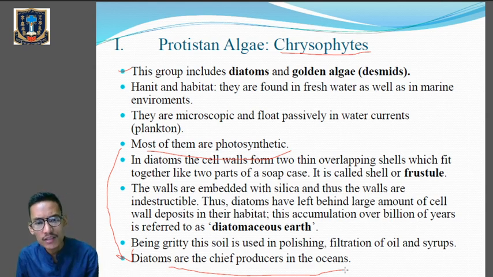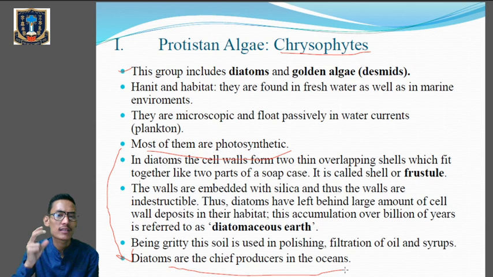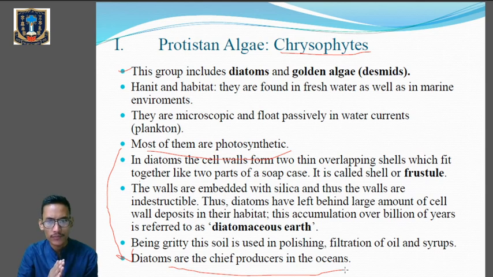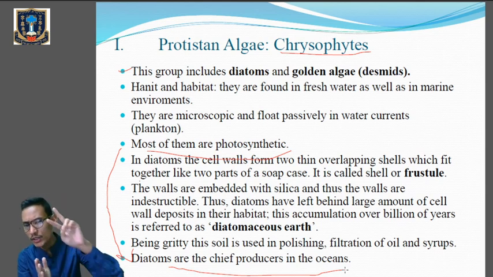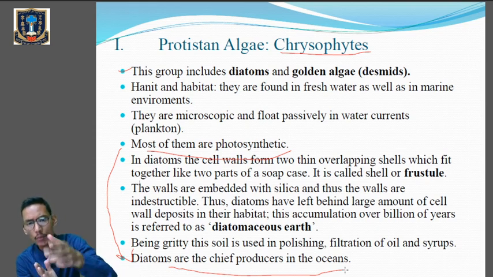In diatoms, the cell wall is formed of two thin overlapping cells. So mainly in the diatoms, we will find two cell walls made up of two thin overlapping parts, which look like a soap case and fit with one another. You have seen a soap case, right? Which fits with one another.